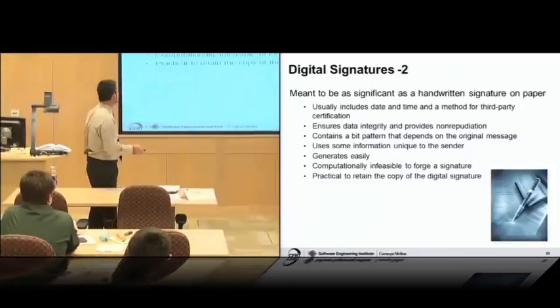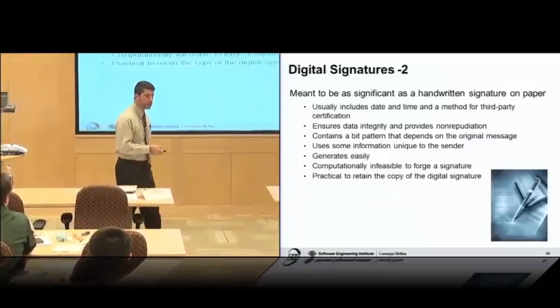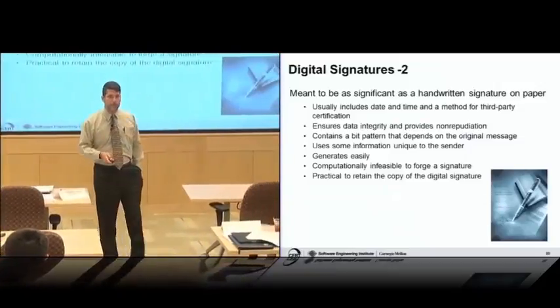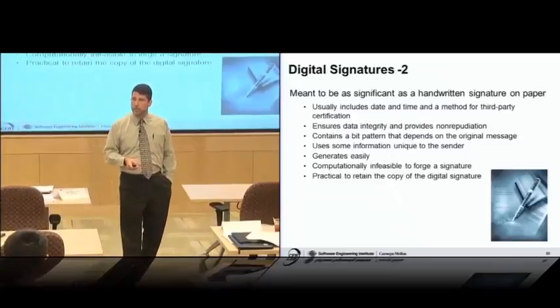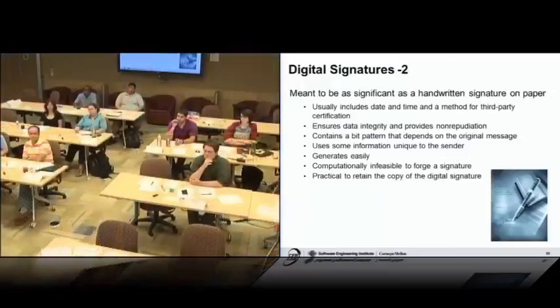Good. What information unique to the sender is in a digital signature to give us assurance that it is that person? What do they have that nobody else has? Private key. Good. Is it easy to do that?